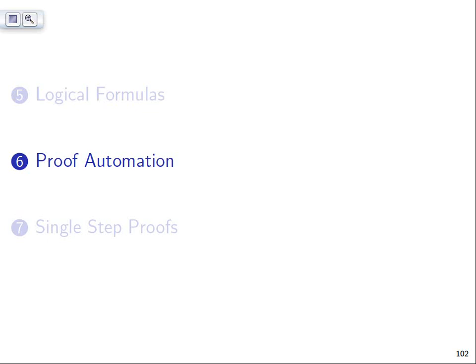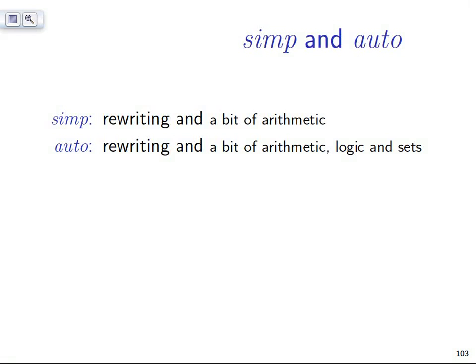That was all about logical formulas because it's very close to what you're used to, except for a number of syntactic specialities. So now I want to move on to proof automation, and I want to discuss a number of further proof methods and their strengths and weaknesses.